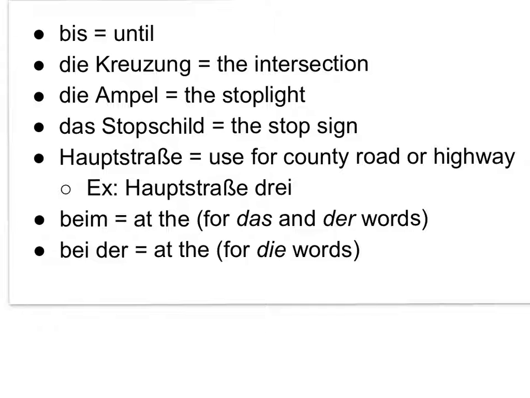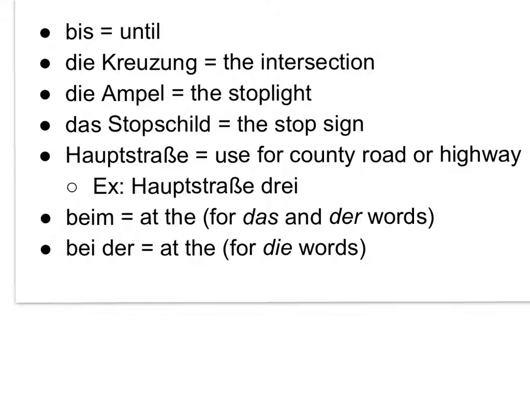If you want to say "at," like turn left at the stoplight, you're going to use the word "bei." You can see it in both of these. But if you have a das or a der word, so if you're going to say at the stop sign, you would use the top one because Stoppschild is a das word: beim Stoppschild. If it's a D word, like Ampel or Kreuzung, then you would say bei der. Trust me, you don't want to know why yet. Just use the notes to figure out which one is correct.